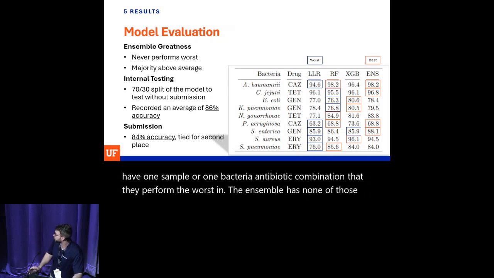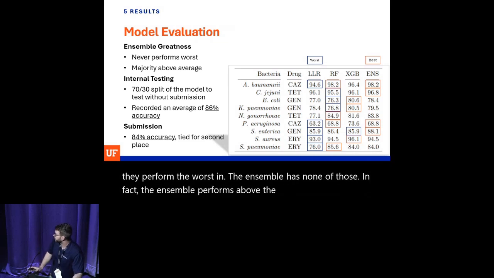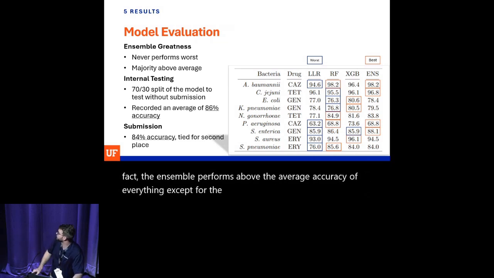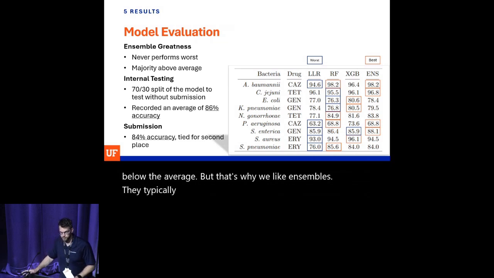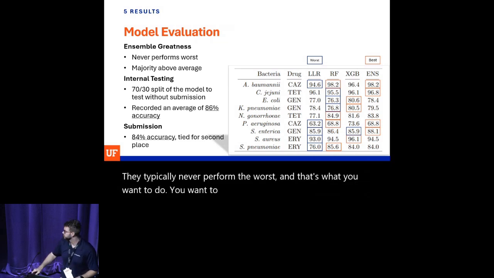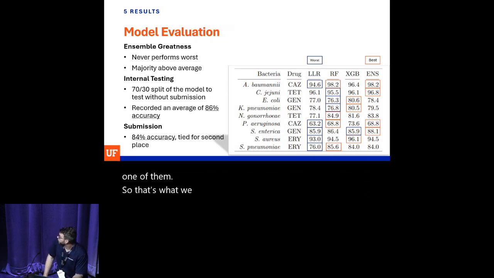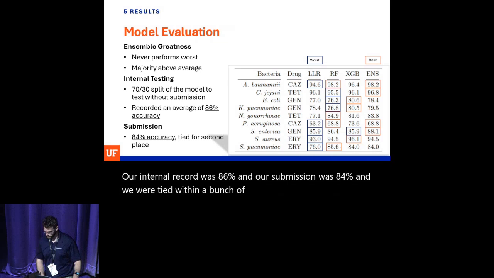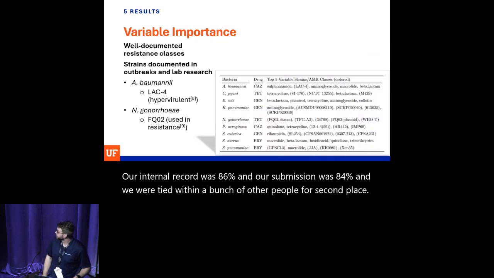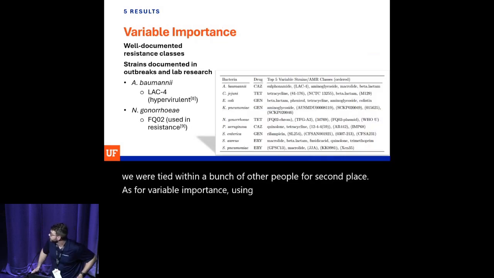In fact, the ensemble performs above the average accuracy of everything except for the second to last row, where it is 0.1 below the average. But that's why we like ensembles. They typically never perform the worst, and that's what you want to do. You want to raise the floor, not fly at the ceiling for one of them. So that's what we did. And our internal record was 86%, and our submission was 84%, and we were tied with a bunch of other people for second place.